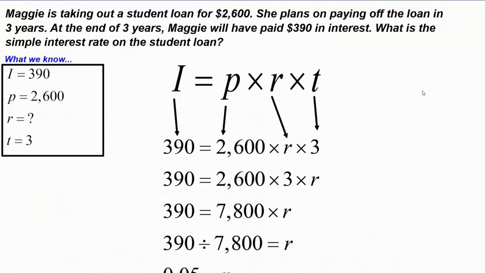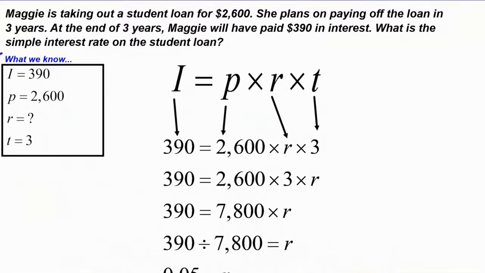pay attention to these. Maggie is taking out a student loan for $2,600. She plans on paying off the loan in 3 years. At the end of 3 years, Maggie will have paid $390 in interest. What is the simple interest rate on the student loan? So if we look back at this information, and list what we know. This is a critical step here, to just list what you know.